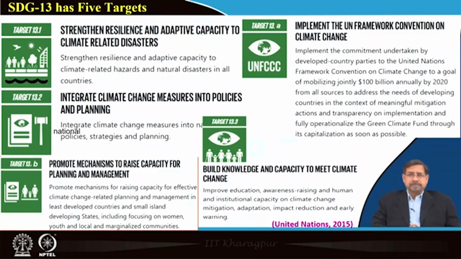Importantly, as I mentioned in some of our previous lectures, human beings have started realizing the impact of climate change in terms of extreme weather events and disasters. Disasters are happening more frequently. That is why target 13.1 is to strengthen resilience and adaptive capacity to climate related disasters. That means strengthening resilience and adaptive capacity to climate related hazards and natural disasters in all countries, which is our priority.